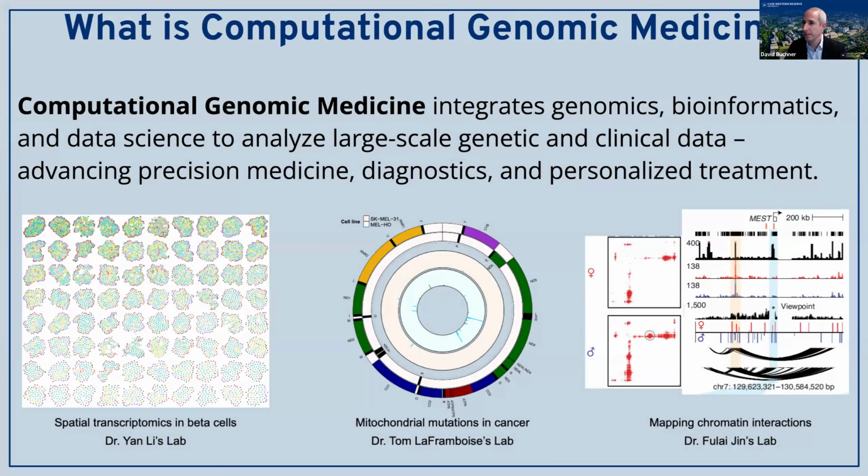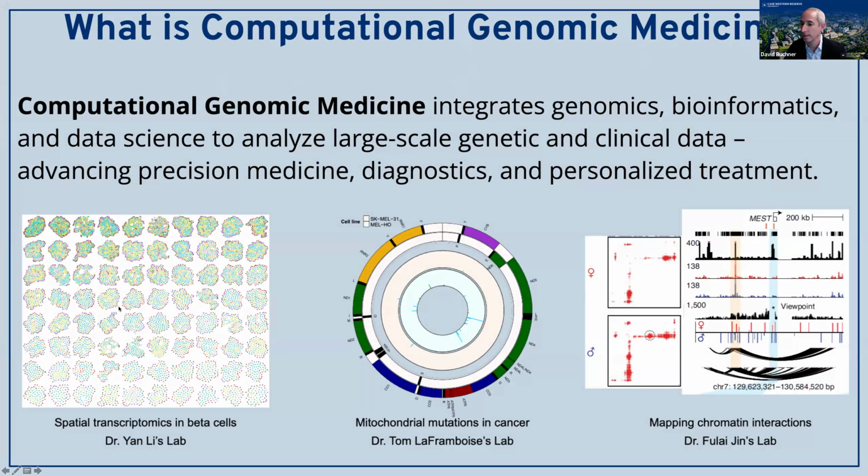So what is computational genomic medicine? It integrates genomics, bioinformatics, and data science to analyze large-scale genetic and clinical data, trying to advance precision medicine, diagnostics, and personalized treatment. Here on the bottom, I have a couple of figures from some of the investigators that would be doing some of the research that you would have an opportunity to work with, in a number of different fields.